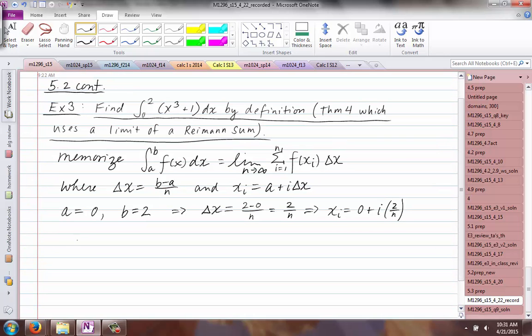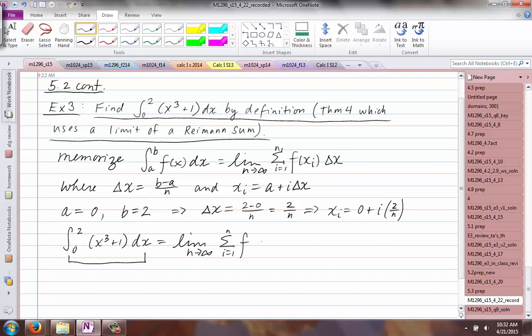Okay, so from here, we plug in. So now the integral from 0 to 2 of x cubed plus 1, and the dx is sort of like the bookends here. This is a package deal, the function in between. Then we go and plug stuff in. So we have a limit as n goes to infinity, and we have the Riemann sum.